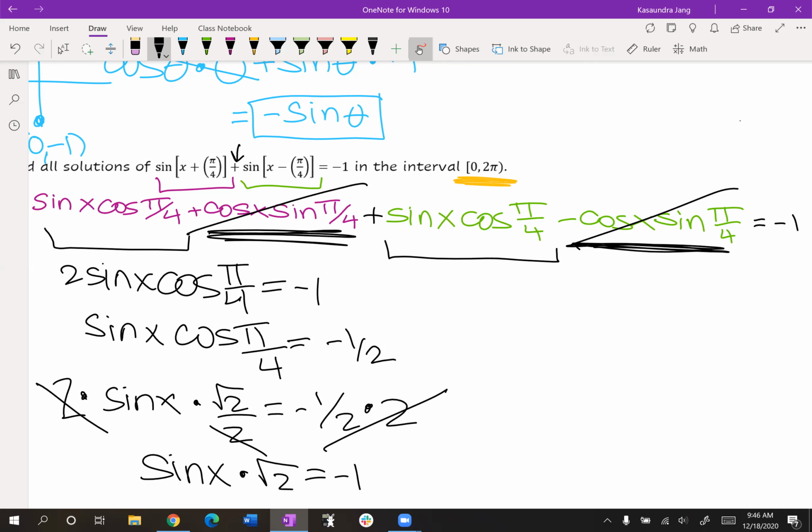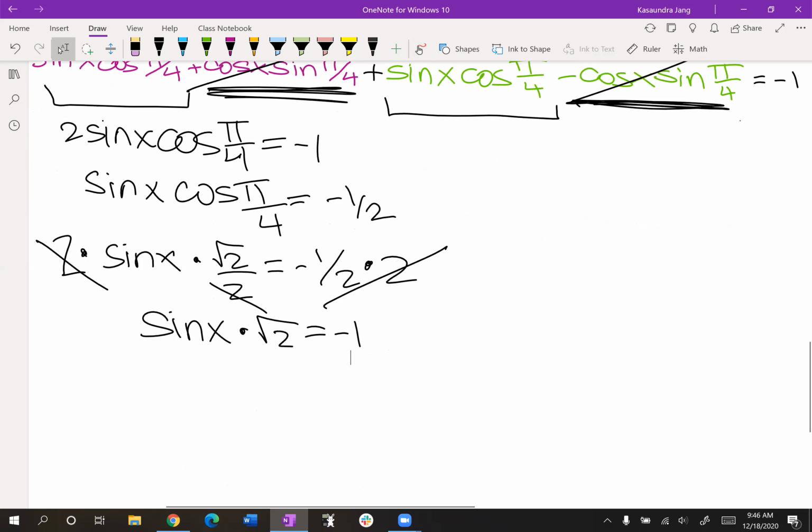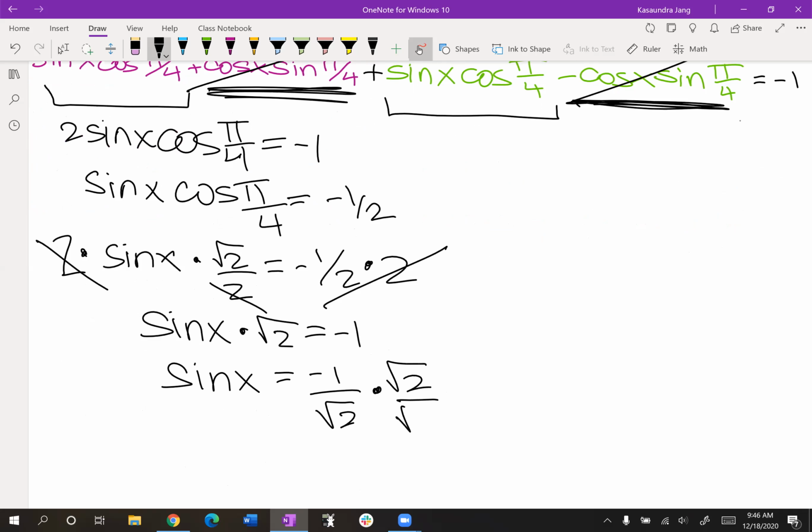And then I also need to divide by √2 on both sides, which hopefully looks familiar. We didn't like to have square roots in the denominator. So I'm going to rationalize the denominator. I'm multiplying by √2 over √2 to break this down into negative √2 over my nice whole number 2.